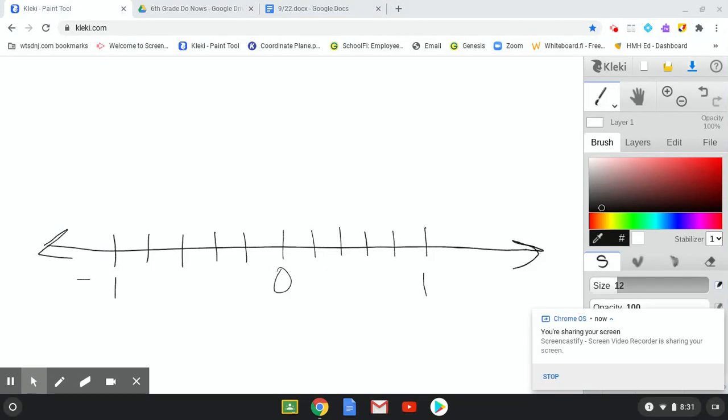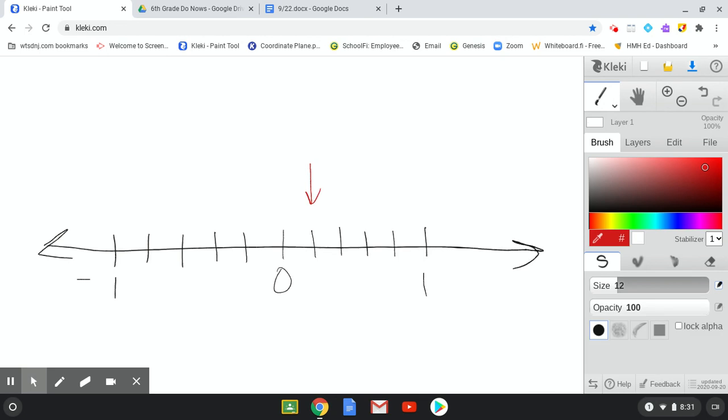Just going to review interpreting rational numbers. All right, so I have a number line here, and the first thing I want to figure out is what these intervals are between my 0 and my positive 1, and my 0 and my negative 1. So I need to know what these are going by. What intervals are these? So let's see.